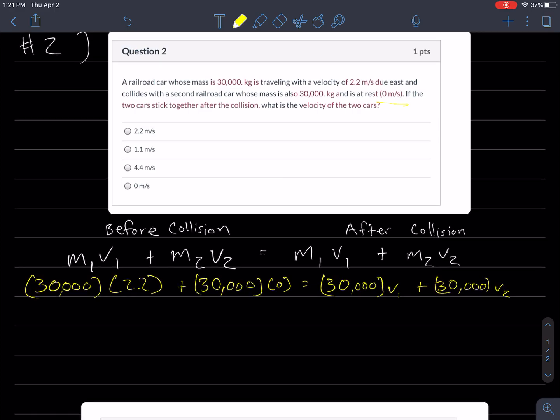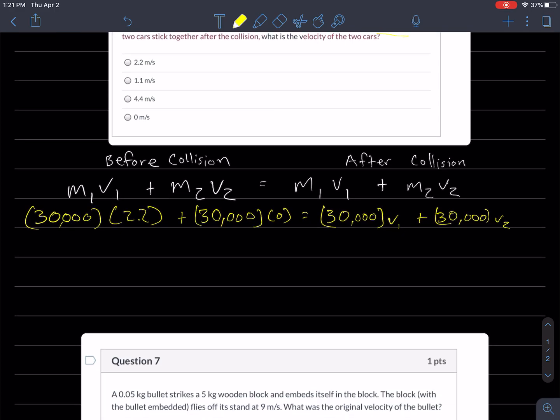So here, let's go ahead and solve some of the things that we can figure out. Let's do the left side of the equation first, 30,000 times 2.2. That's just going to give us 66,000 plus 30,000 times 0, which is just 0. And this is going to equal 30,000 velocity 1 plus 30,000 velocity 2.